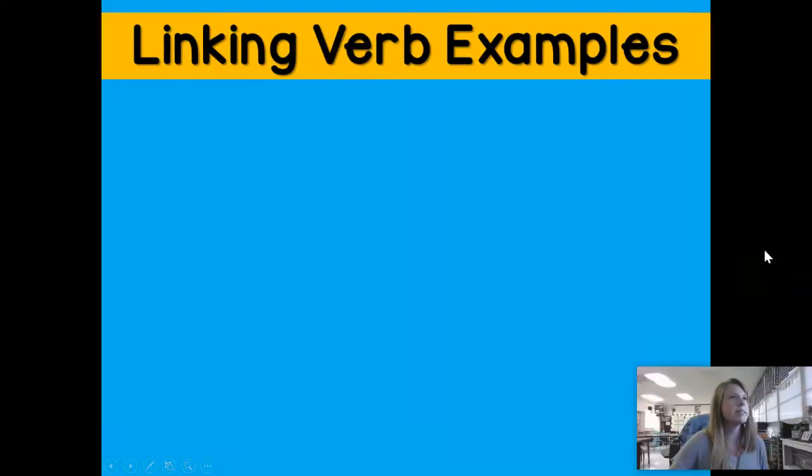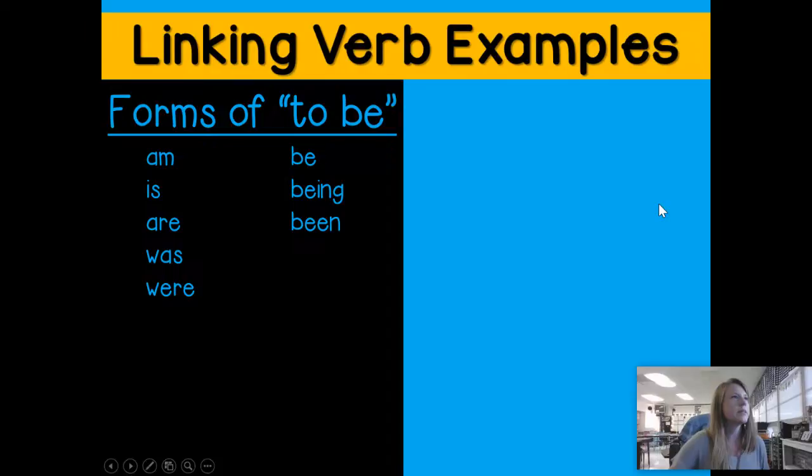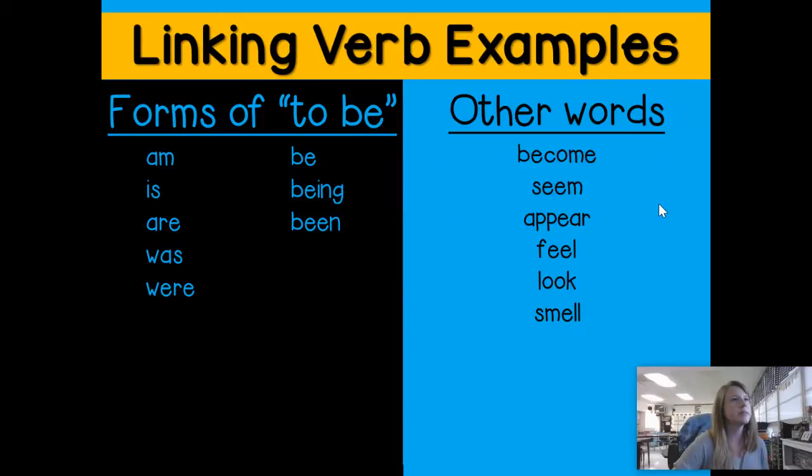So here's an example of linking verbs. Forms of to be are am, is, are, was, were, be, being, been. Those are all linking verbs. Here are some more common linking verbs: become, seem, appear, feel, look, smell.